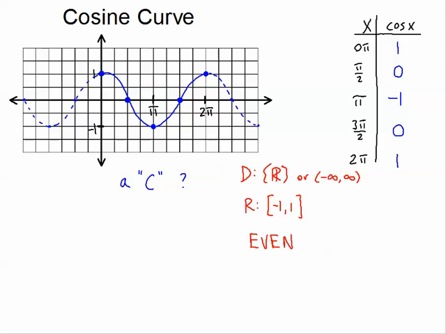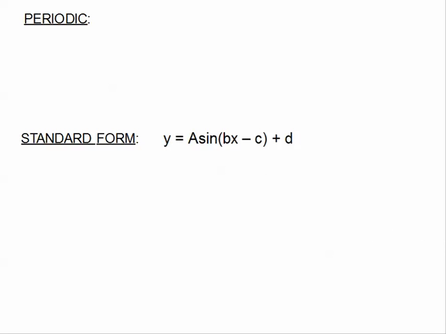Okay, so now we've seen what the basic curves look like. Let's talk about the two pieces that we're going to be focusing on today that are going to change what our curves look like. First, I keep using the word period here. These graphs are periodic. They're called periodic graphs because the pattern continues forever.